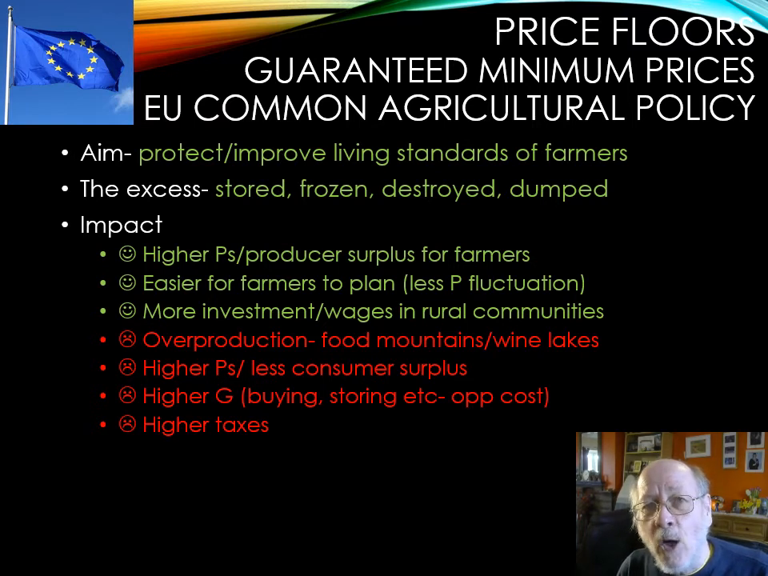But what about the negatives? Well, we've got that overproduction. When this was operating at its peak, you got food mountains, you got wine lakes that you couldn't sell. Prices higher than the equilibrium, so there's going to be less consumer surplus, so the consumer is going to be worse off, and so is the taxpayer, because they've got to pay for higher government spending, because the government has to buy it, store it, freeze it, and of course there's going to be an opportunity cost there for the government.